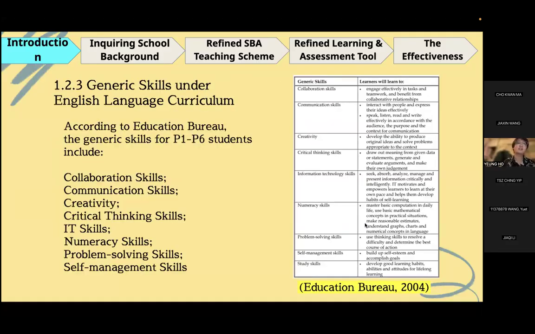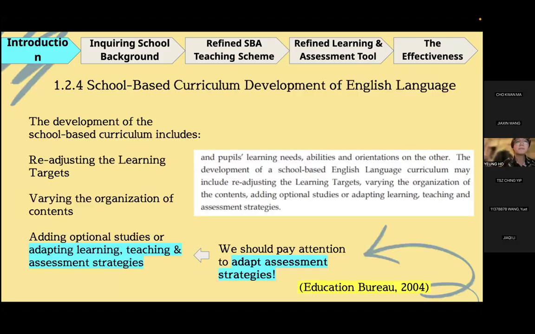And for the generic skills under the curriculum, we can see there are basically 9 skills, including collaboration skills, communication skills, creativity, to name but a few. And for the school-based curriculum development of the English language, the development includes readjusting the learning targets, varying the organization of contents, adding optional studies, or adapting learning, teaching, and assessment strategies. And we should also pay attention to adapting the assessment strategies.